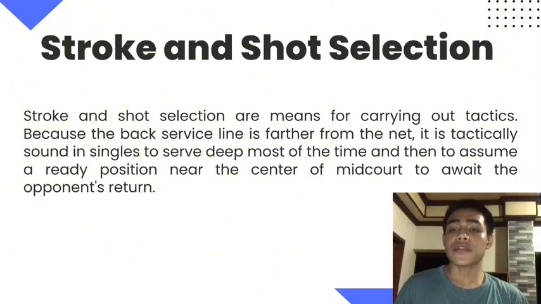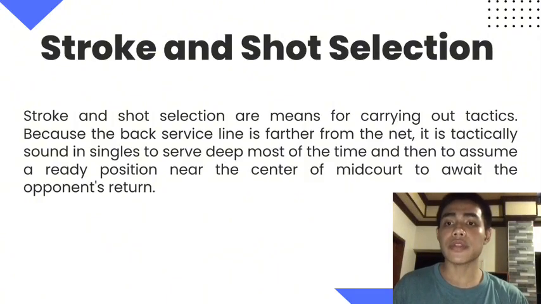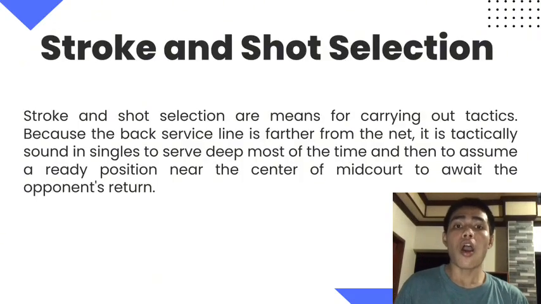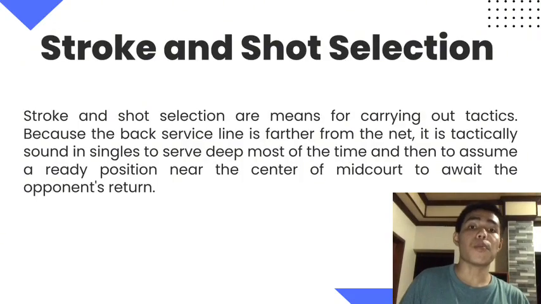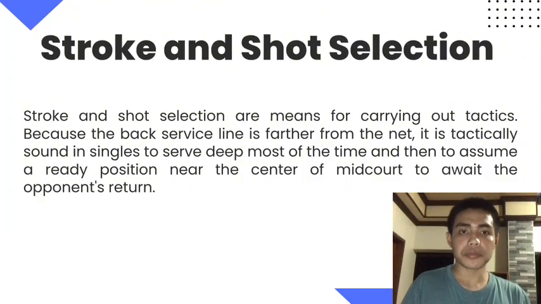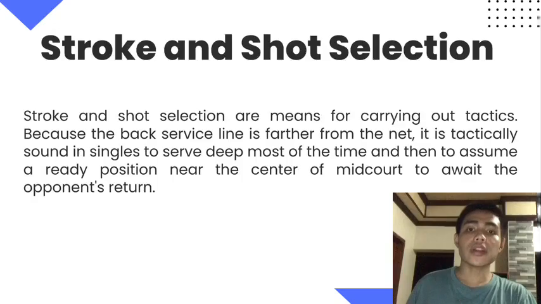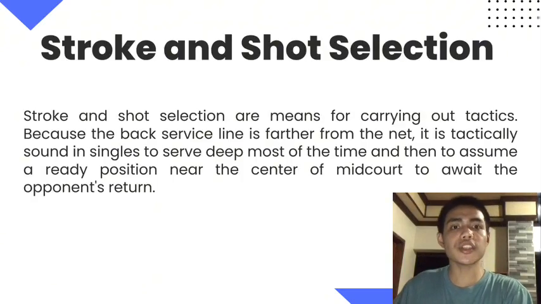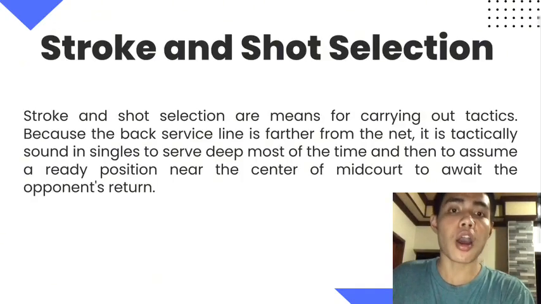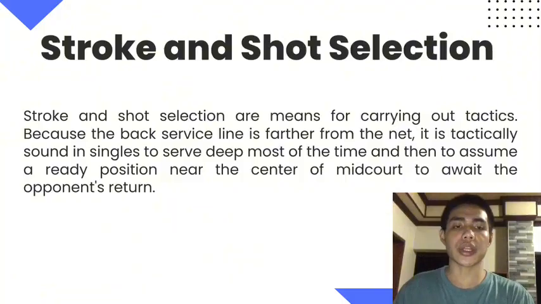Because the back service line is farther from the net, it is tactically sound in singles to serve deep most of the time and then to assume a ready position near the center of mid-court for the opponent's return. The return may be to the back court, front court, or mid court. Each of these requires a different set of tactics for returns.